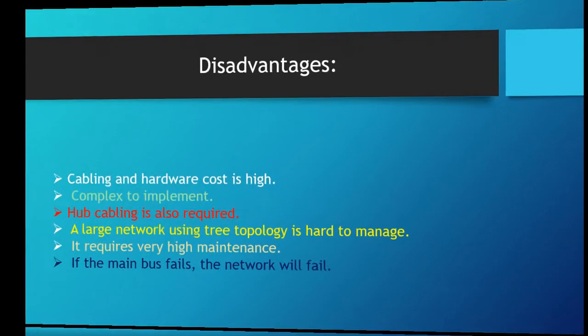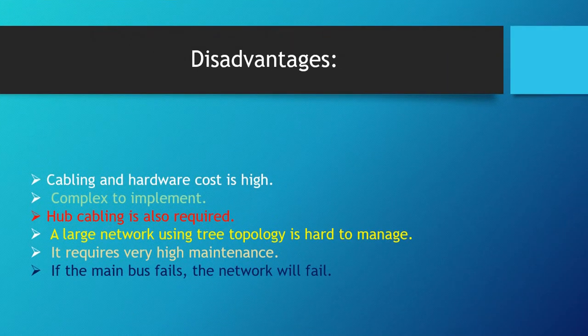Now let's move towards the disadvantages of tree topology. Cabling and hardware cost is very high, complex to implement, as well as hub cabling is also required. It also requires very high maintenance. If the main bus fails, the network will also fail.